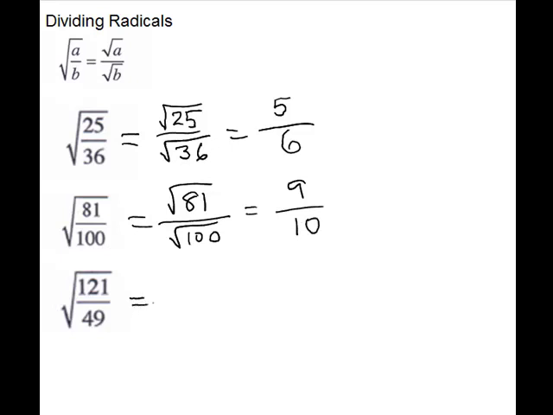And our third one, we'll break the radical apart with the numerator and with the denominator. Square root of 121 is 11. Square root of 49 is 7.